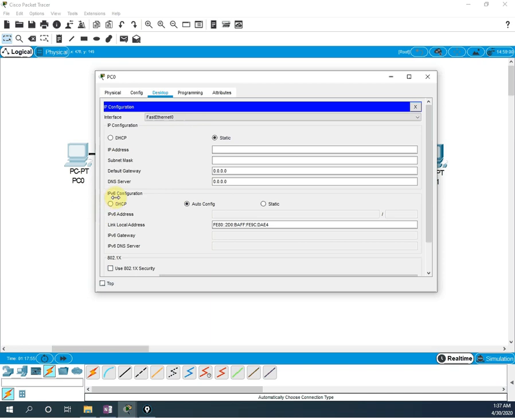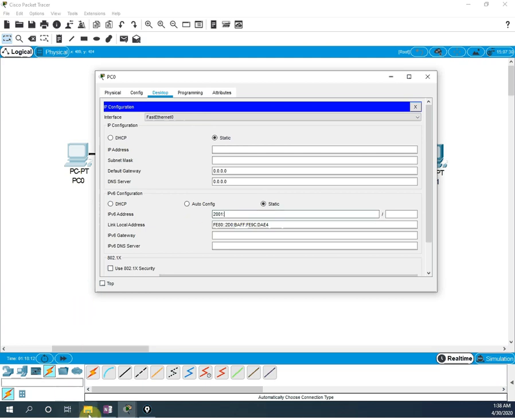Now if you look here, we have IPv6 configuration. If we want to use DHCP, we will select this. If we want to auto generate, we will select this. If we want to assign, we will select static. We will write static, then we will write 2001 and then colon.